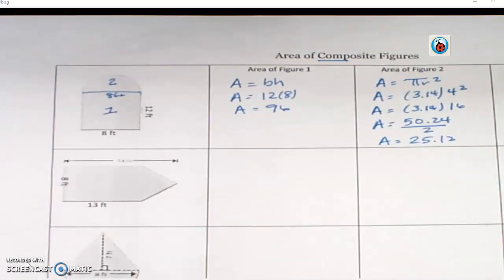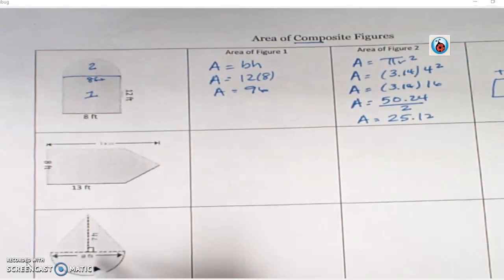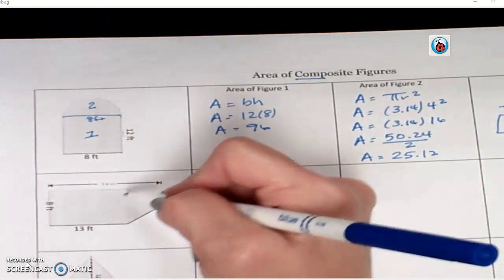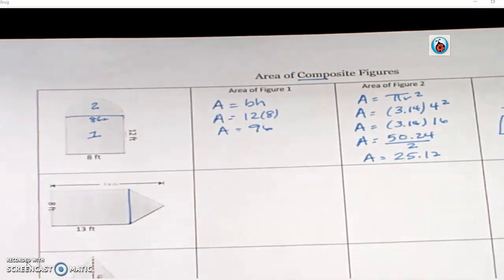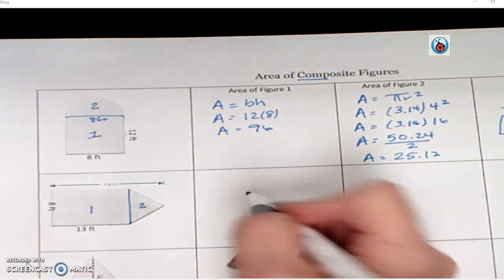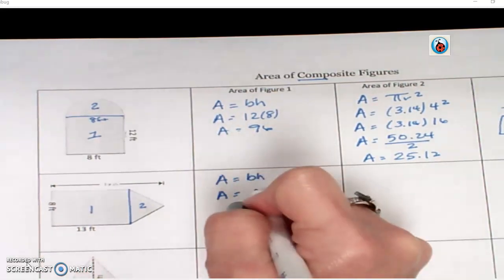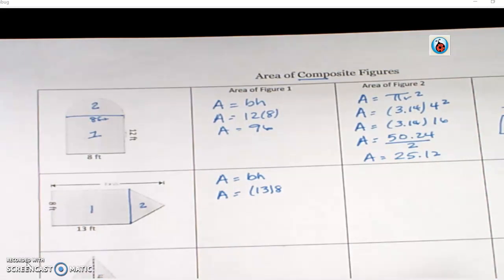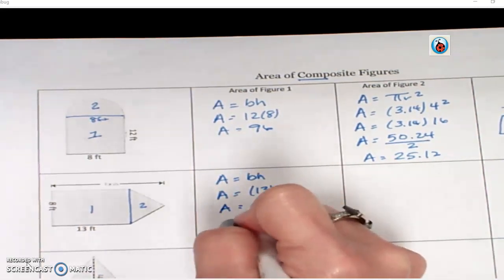So if you look at a second one, let's go to, well, that's a semicircle. Let's go here. So here you notice we have a rectangle and a triangle. So if we call this one 1 and 2, so here we're going to have a rectangle again of base times height. This is going to be 13 times 8. Well, 13 times 8 is 104.